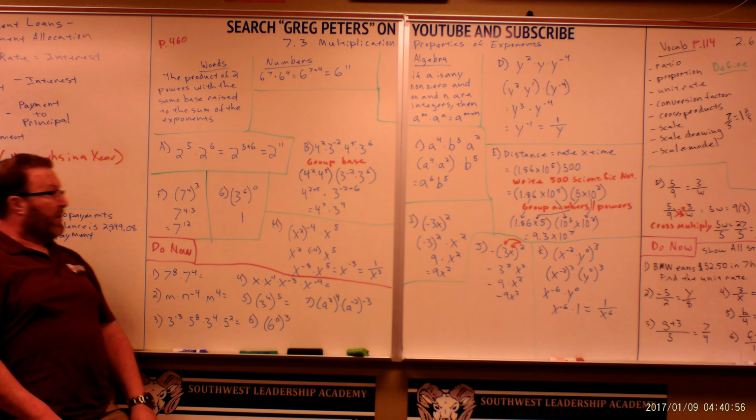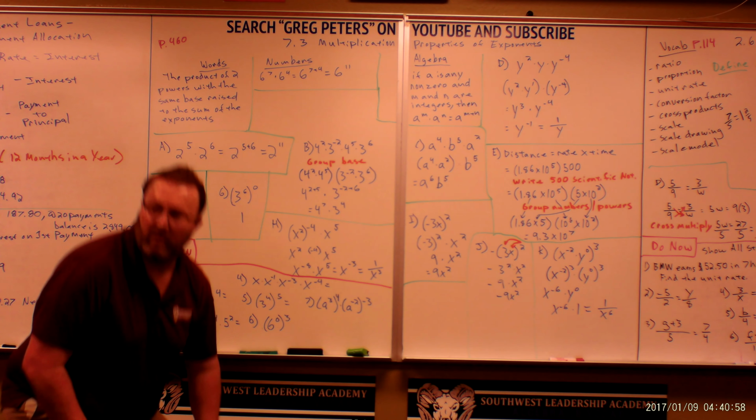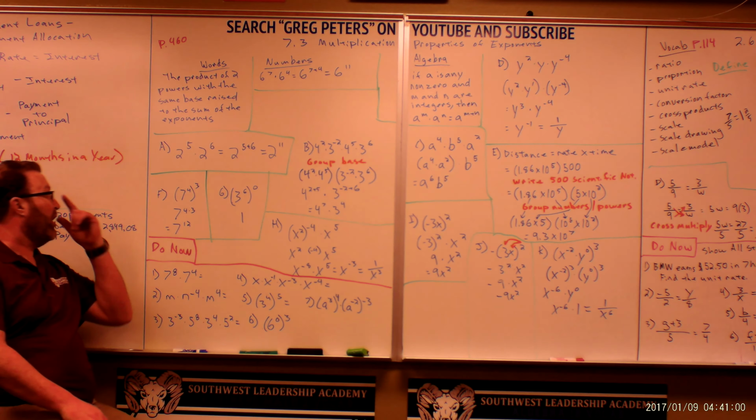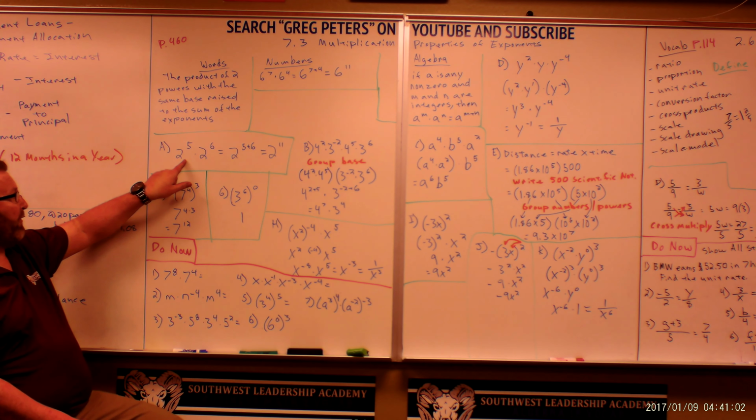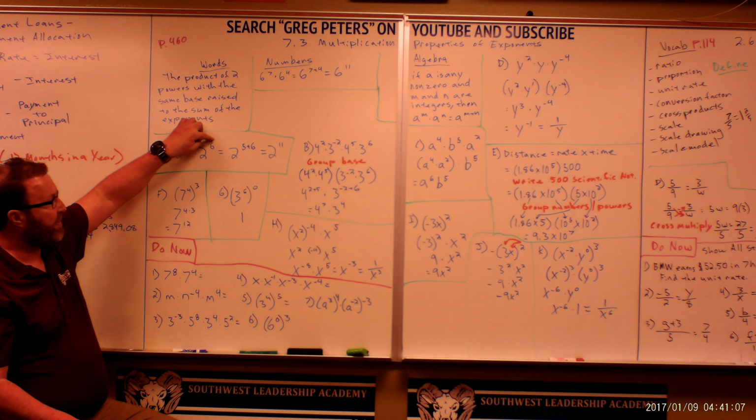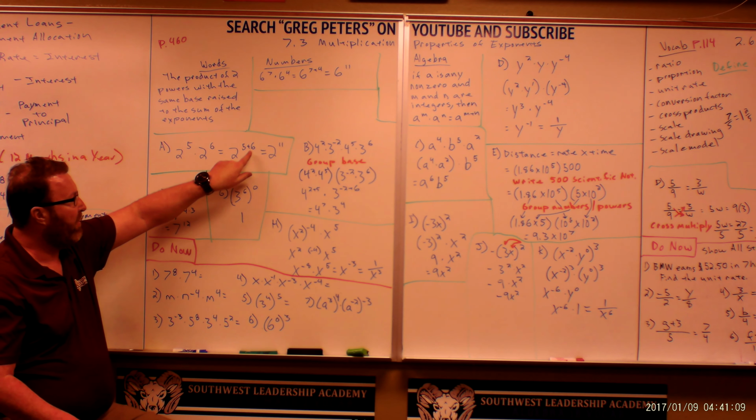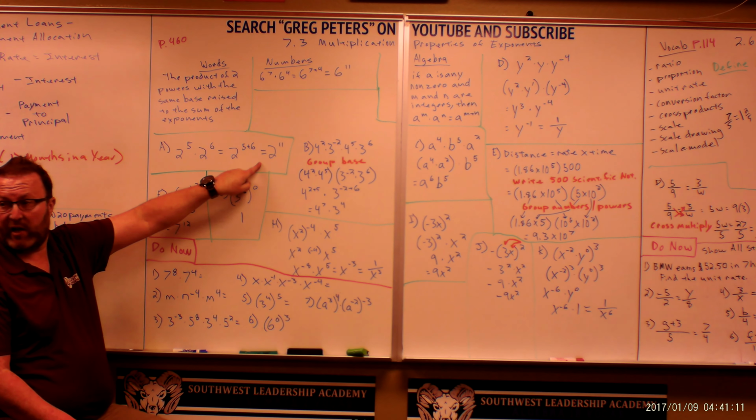And I want to see thumbs up and down for this, okay? Everyone? Okay, good. So 2 to the 5, 2 to the 6. The bases are the same, right? So we can take these exponents and add them together. What is 5 plus 6? 11. Okay, we're done. 2 to the 11.